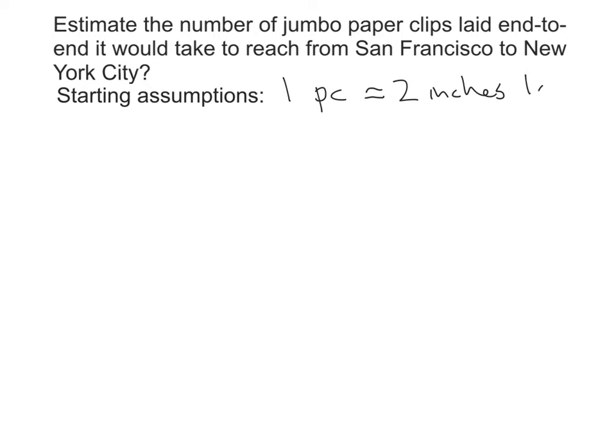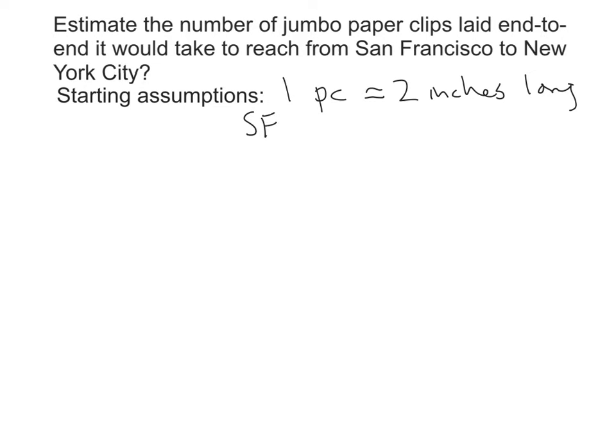Now, this isn't perfect. We haven't measured one. Actually, if you do measure one, it winds up being sort of 1.6 inches or something like that. But 2 inches is a good enough estimate. It's ballpark. We know it's not 2 feet, and we know it's not like 1/4 of an inch. So we're not way off, and that'll give us a kind of ballpark number.